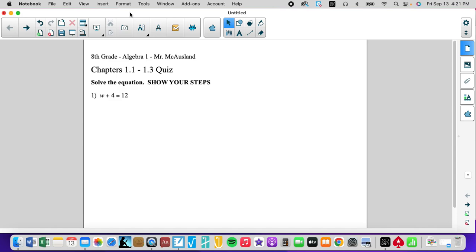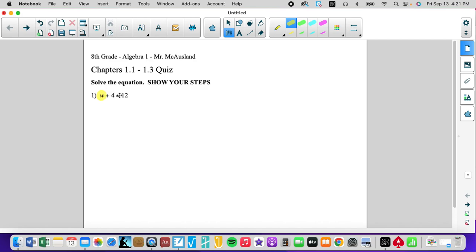That means we want to isolate the variable. That means we want to find the value for W that would make the left side equal to the right side. So when we do that, we're going to utilize the inverse operation, and one of the first questions we can ask ourselves is, what's happening to the variable?